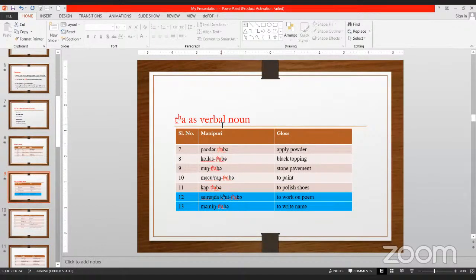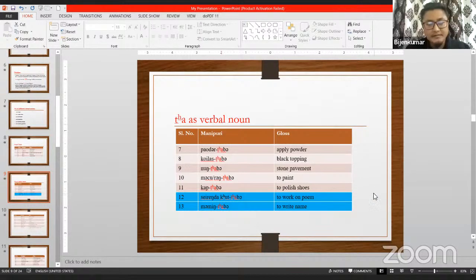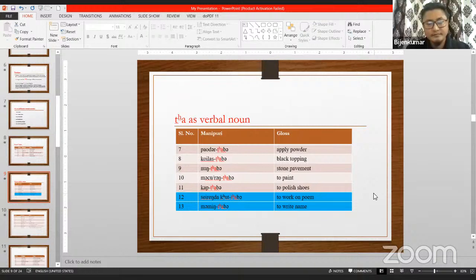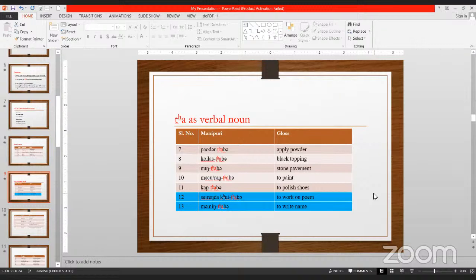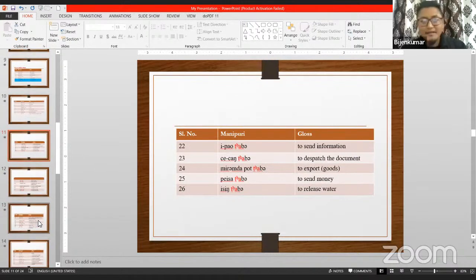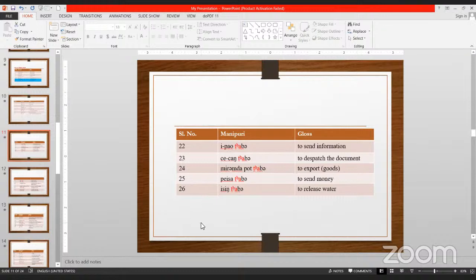When you talk about Kailas Thaba and Nung Thaba, to unload both, they would have the same tone of tha. And when you talk about to dispatch or to send letters, that is tab. Yes, sir, there are distinctions: one is low tone, another is high tone.